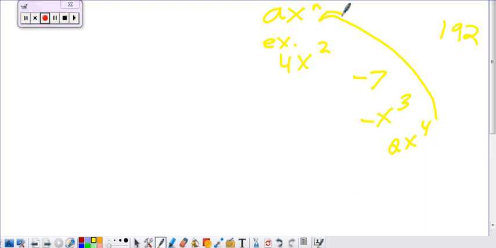All right, what we need to know in this is the A has to be a real number. And the exponent here has to be a positive integer or the number 0. So a positive number or 0 has to be those things.